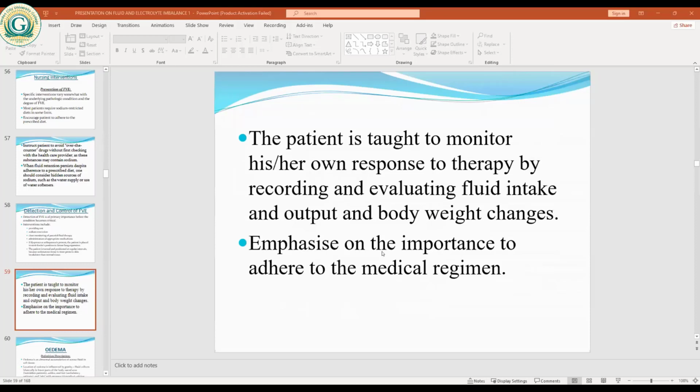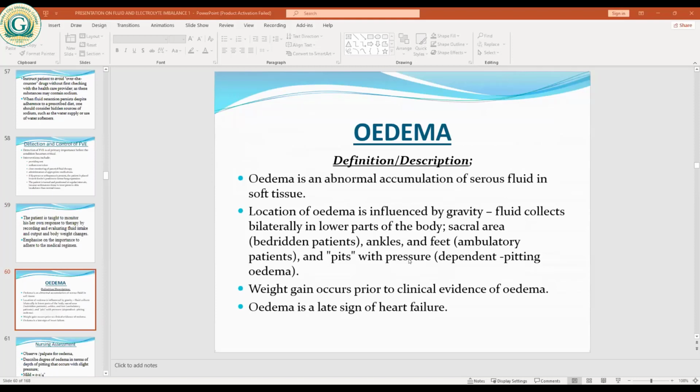So now we move on from fluid volume excess to edema. What's the difference between fluid volume excess and edema?